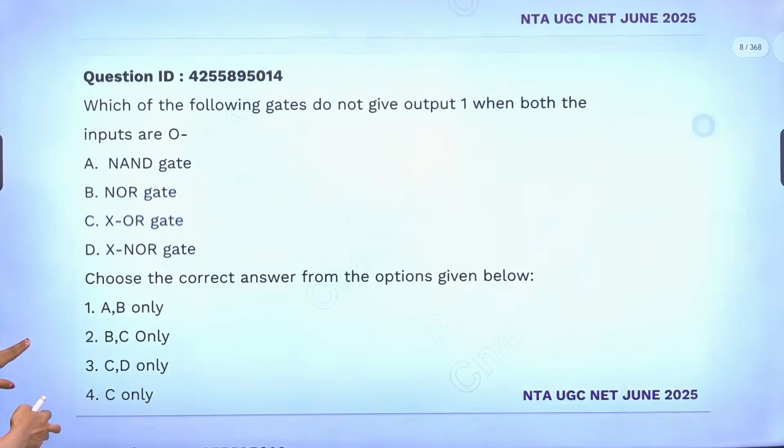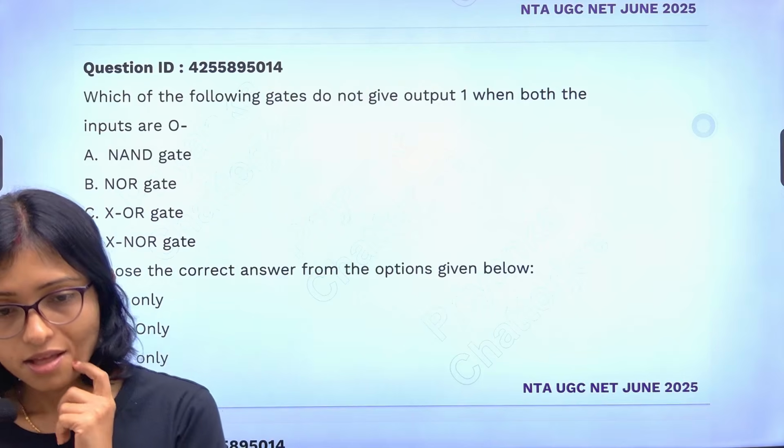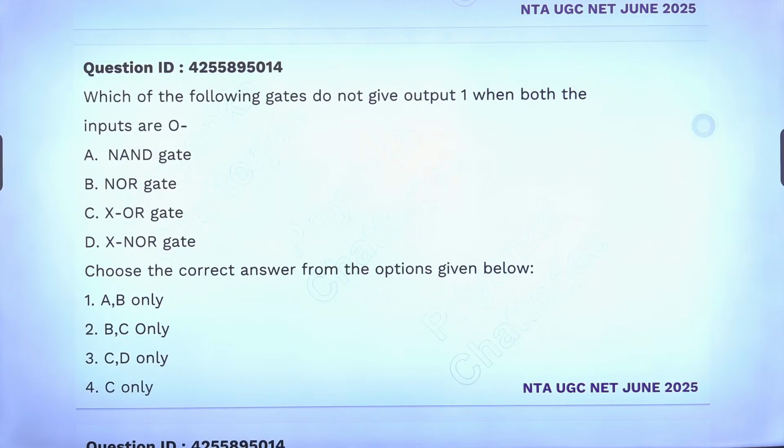Now do the next. Clear, I hope? Give me the answer for this one. Yes.